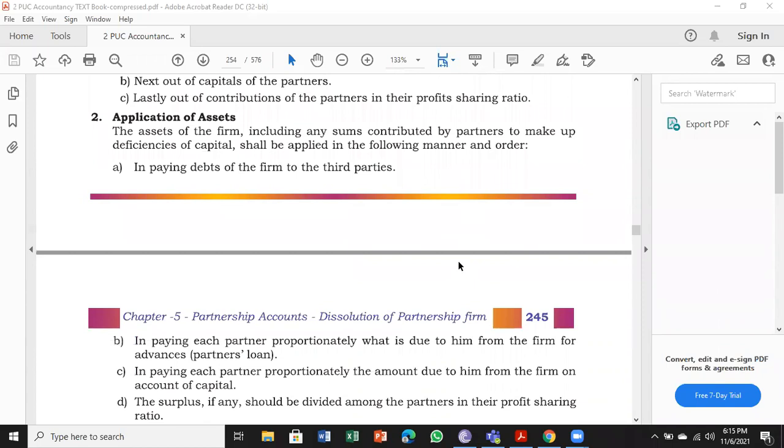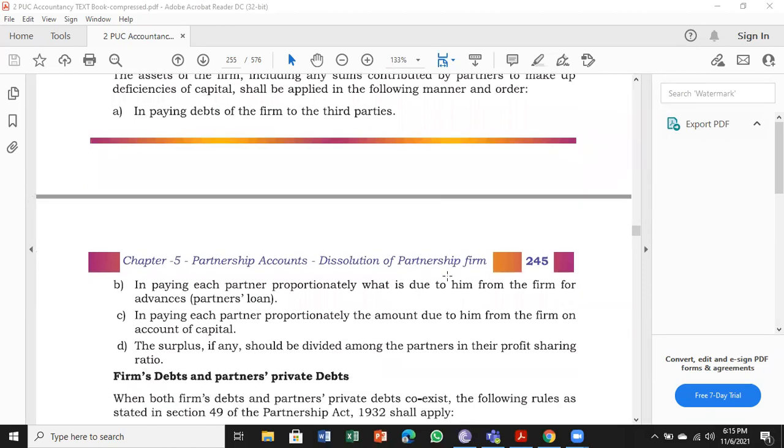Then if the business has assets, the assets can be used to pay the liabilities of the business in the proper order. First, by paying the third parties. Third parties means outsiders. First party is the business, second party is the partners, third parties means outsiders like creditors, bankers, bills payable, maybe the landowner to whom rent is to be paid, maybe the government, tax to be paid, like that. All outsiders are called third parties.